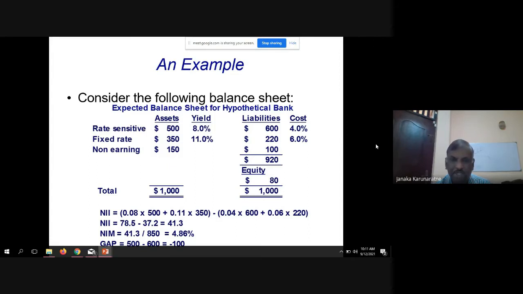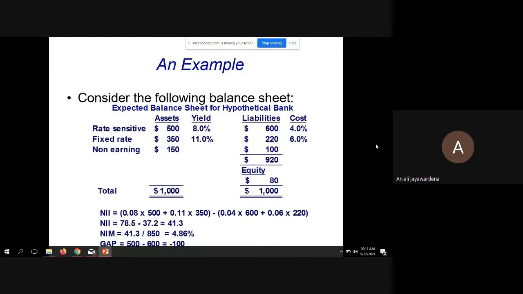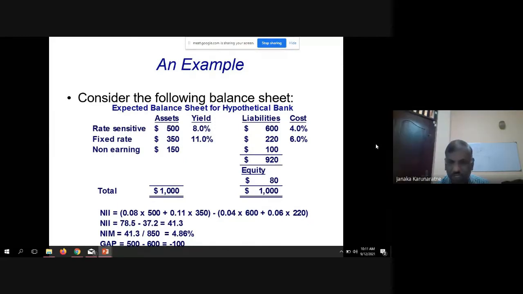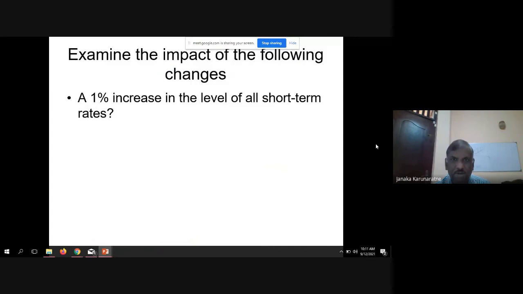Has anybody completed? What is the net interest income now? The new one is 40.3. Okay, let's have a look.